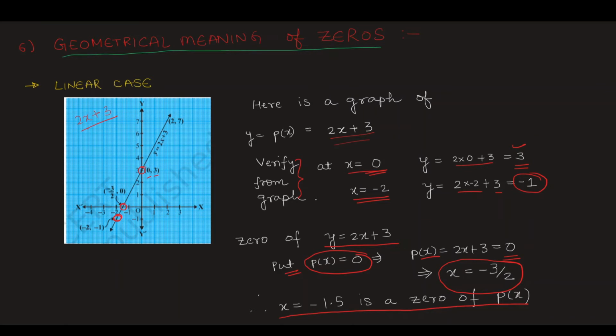Now see, geometrically the zero is the point where this line and this axis, that is the x-axis, are intersecting. So geometrically, zeros are those points, the intersection points with the x-axis. In this case it is here.